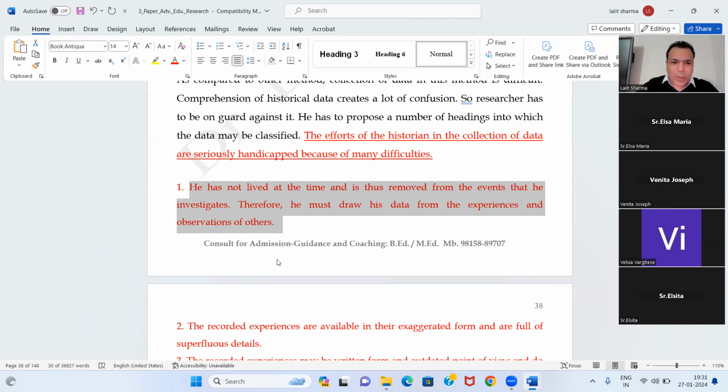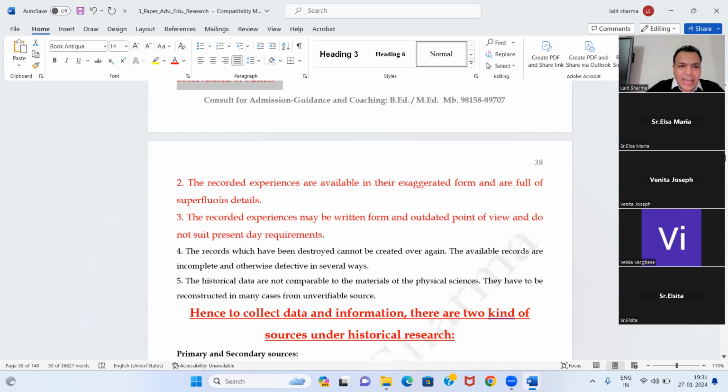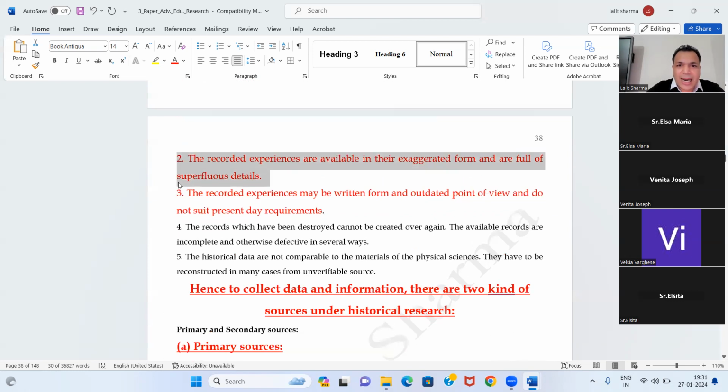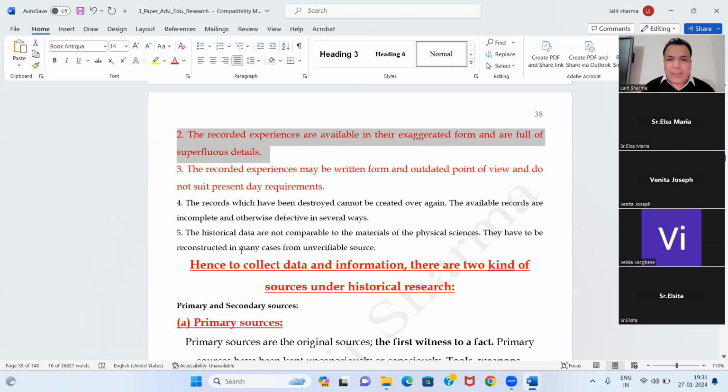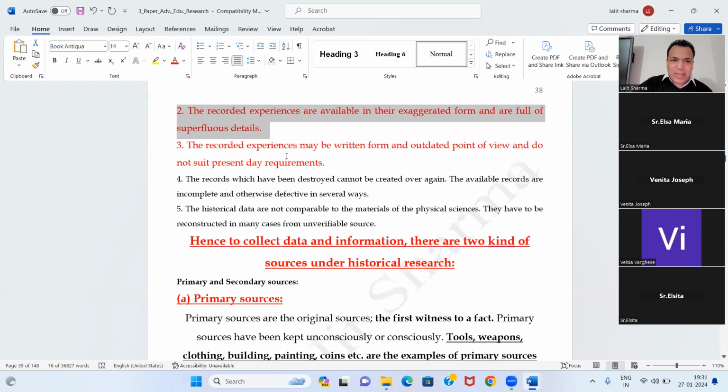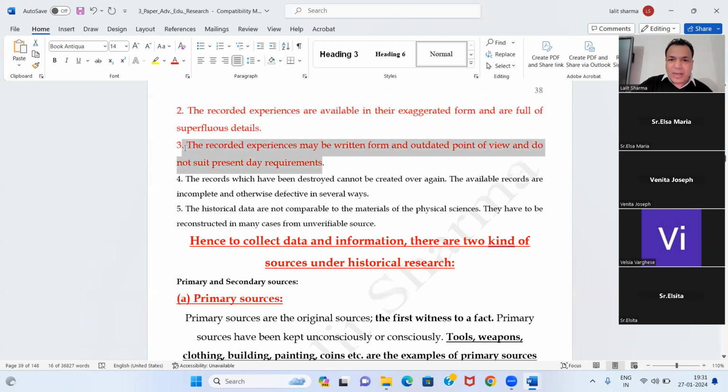Okay, right? This is the first problem. Second is that the recorded experiences are available in their exaggerated form and are full of superfluous details. Third, the recorded experience may be written from an outdated point of view.